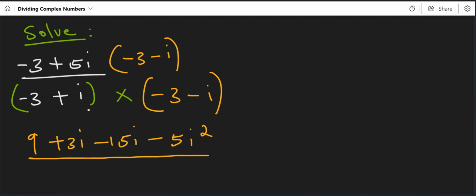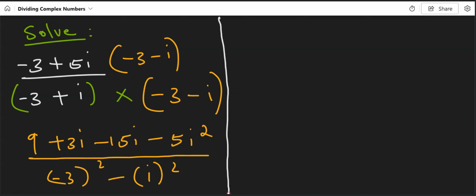Then all this is divided by, as I said, this is a product of unity: negative 3 squared minus i squared. So we proceed and say, the next thing is collect like terms. 9, this is negative 1, so 9 plus 5, that is 14. Then 3i minus 15i, that is negative 12i, divided by negative 3 squared, that is 9, minus i squared.